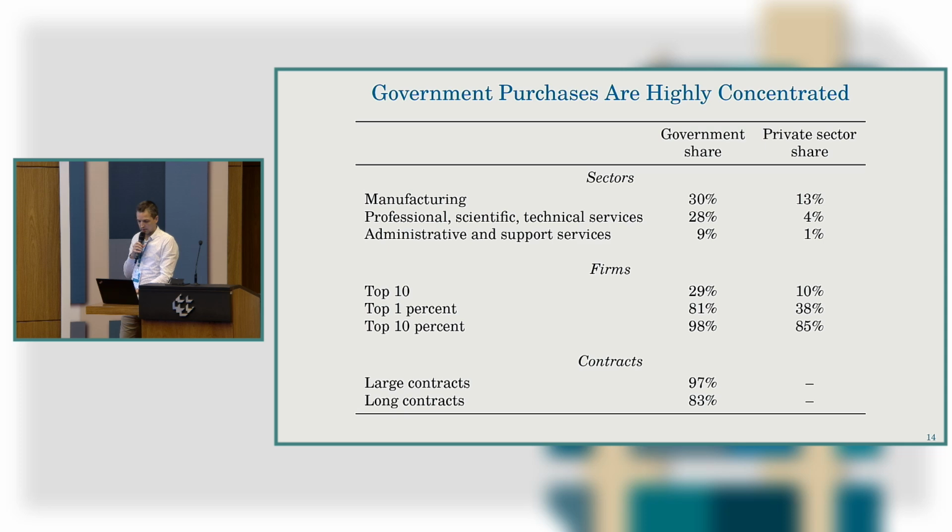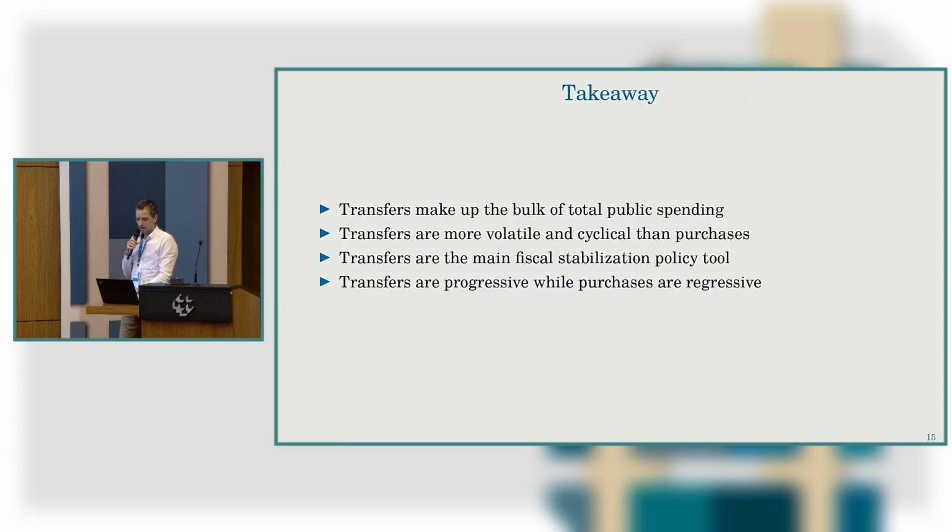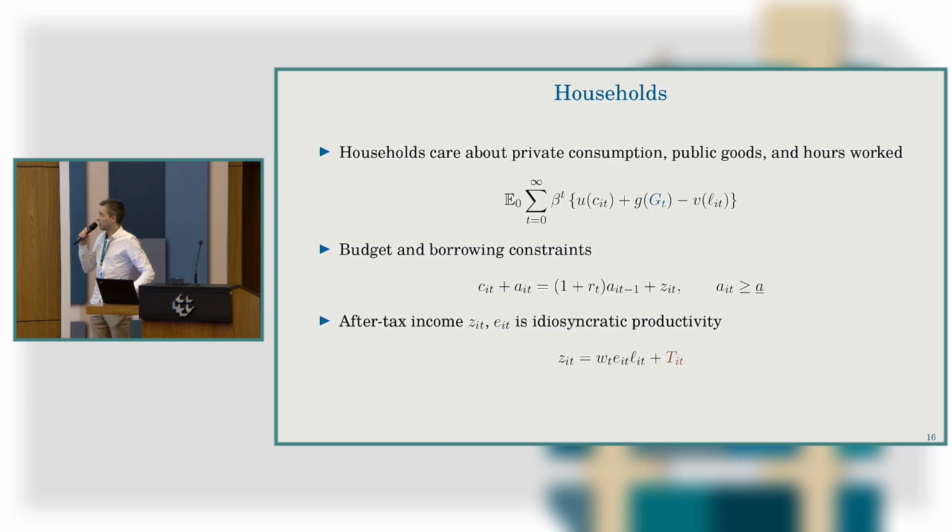Okay, so the takeaway here for the data: transfers make up the bulk of total public spending. Transfers are more volatile and cyclical than purchases. Transfers are the main fiscal stabilization tool, and transfers are progressive while purchases are regressive. So now I move on to the model.